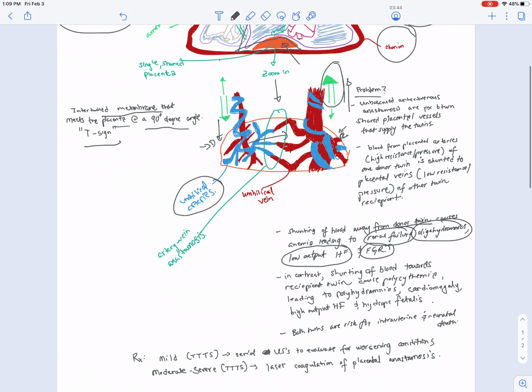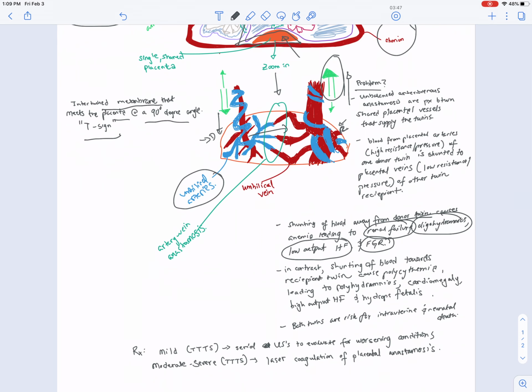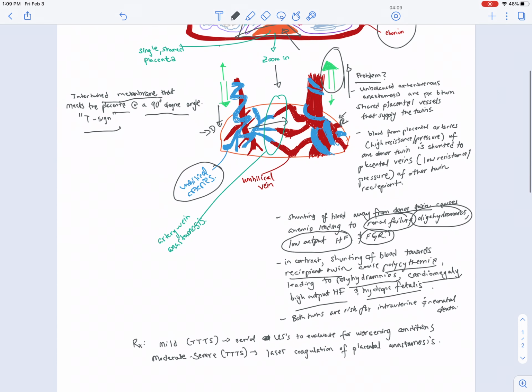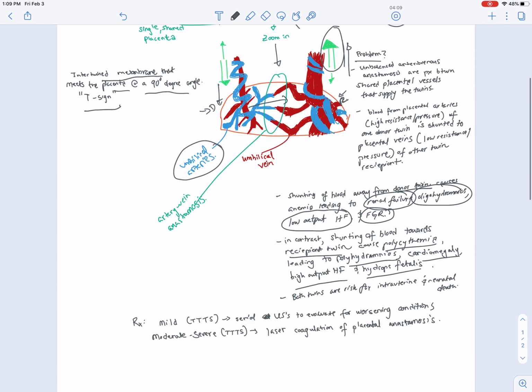And then we look at the baby who is the recipient, and that patient will have polycythemia, polyhydramnios, cardiomegaly, and high output heart failure with hydrops fetalis. You can see I drew the baby a little reddish, and he's a bigger baby, has a lot more amniotic fluid, and this is its own amniotic sac. So that's basically the big thing here.